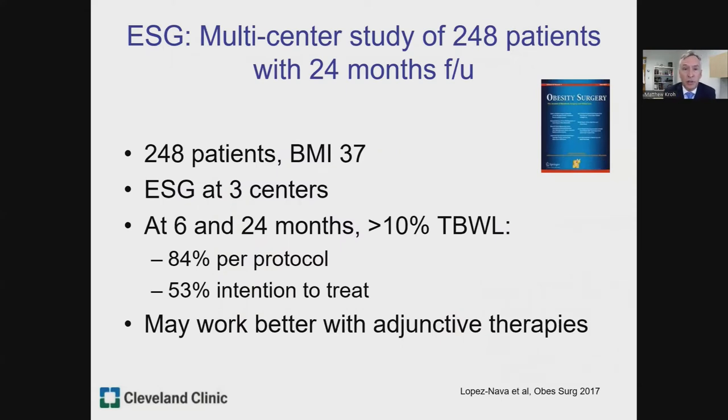And what does the data show us on this? Well, this is a multi-center study, three centers with nearly 250 patients at 24-month follow-up. At 6 and 24 months, they looked at greater than 10% total body weight loss. And per protocol analysis, 84% of the patients achieved this, and on an intention to treat analysis, 53% did. And the authors concluded that this may work better with adjunctive therapies.